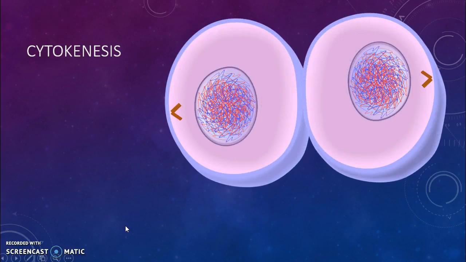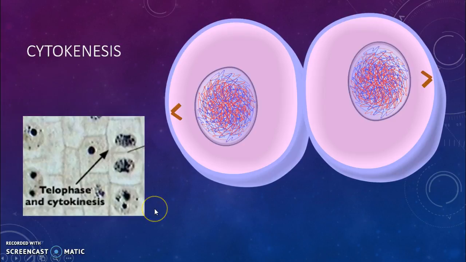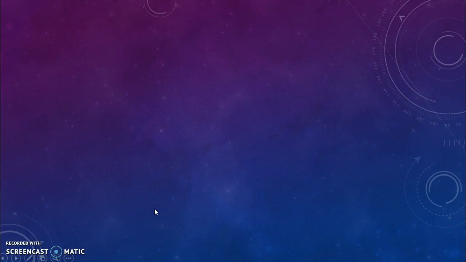During cytokinesis, the cell splits into two daughter cells that are exact copies of the parent cell. This is a photo of cytokinesis in an onion root cell. And do you know what cytokinesis sounds like?